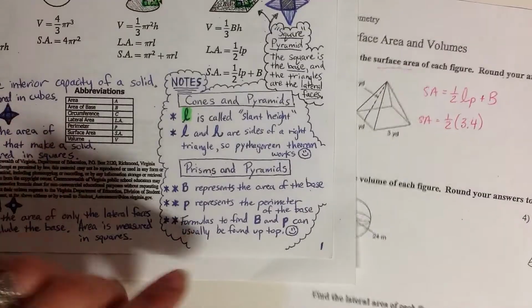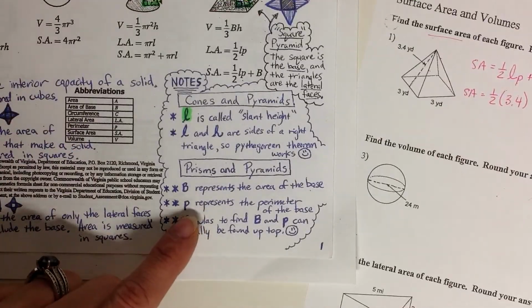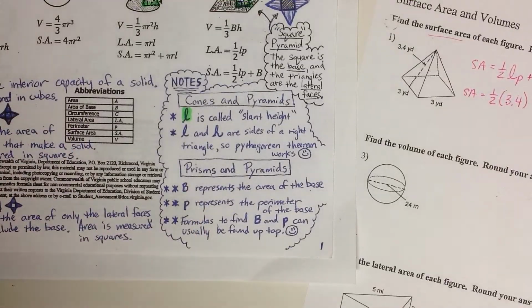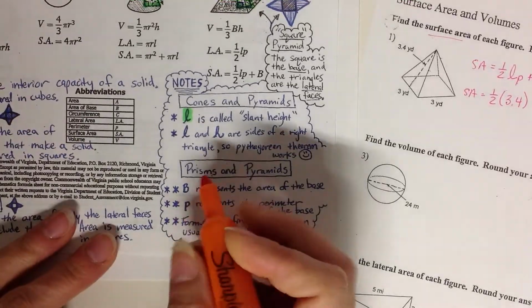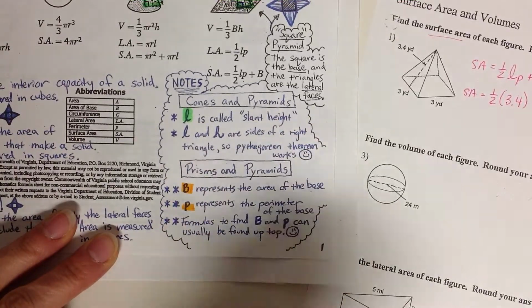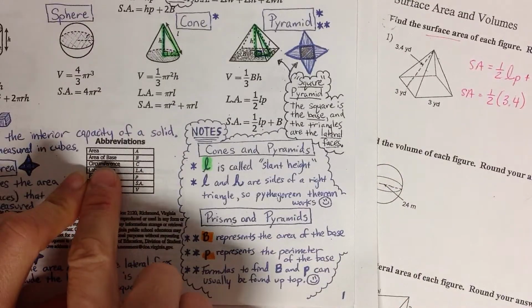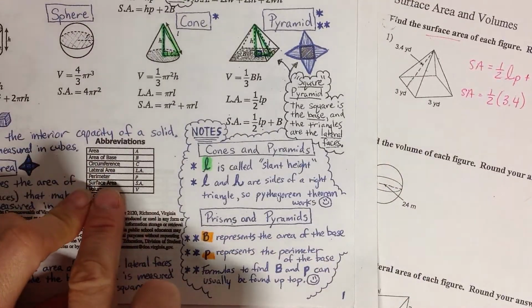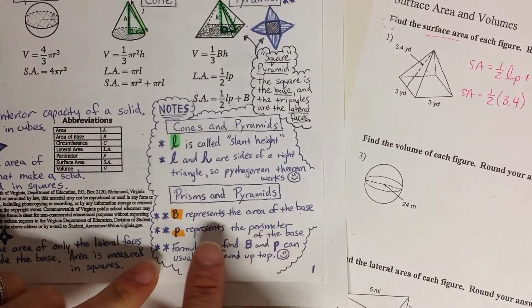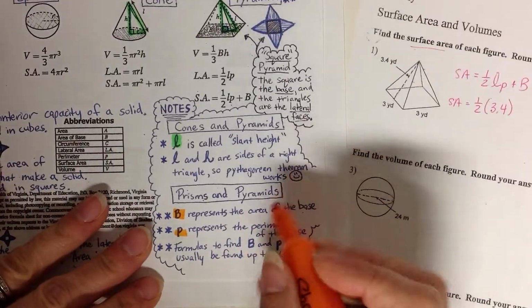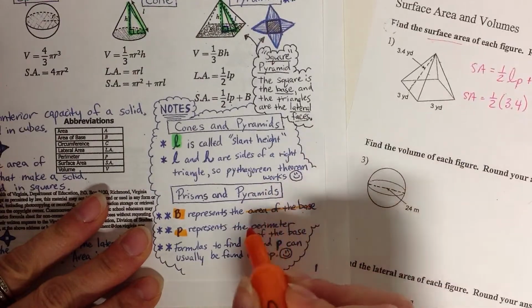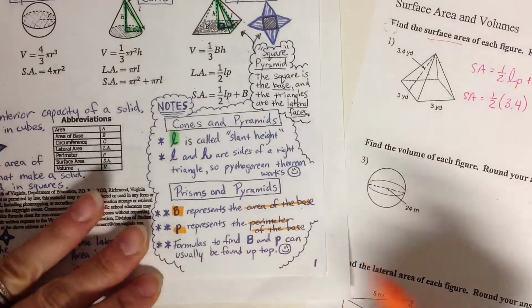So again, I'm going to come back to my sheet here. Both P and B are going to have to do with the base. So P and B will tell you right here in the abbreviation box that it's the area of the base. P just says perimeter, so you need to understand that they mean the perimeter of the base. So B is area of the base, and P is perimeter of the base.